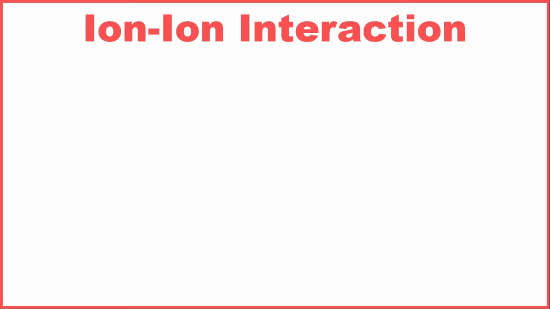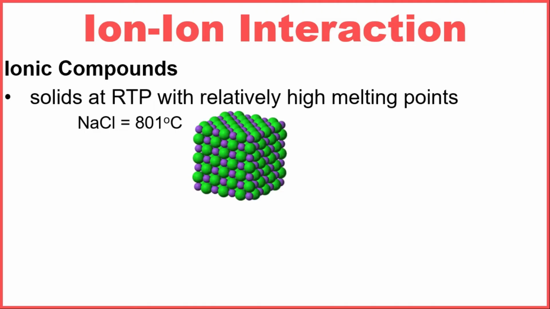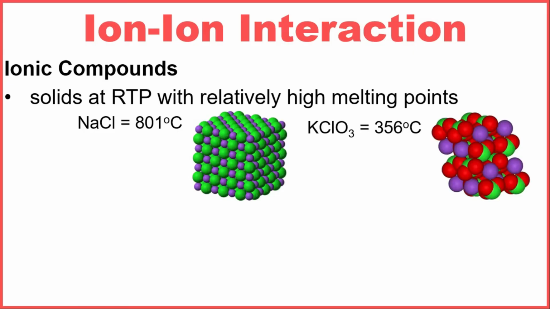Let's start with the ion-ion interaction. This is actually ionic bonding, present in ionic compounds. Ionic compounds in general are solids at room temperature with relatively high melting points. For example, sodium chloride has a melting point of 801 degrees Celsius. We also have potassium chlorate, which has a melting point of 356 degrees Celsius.